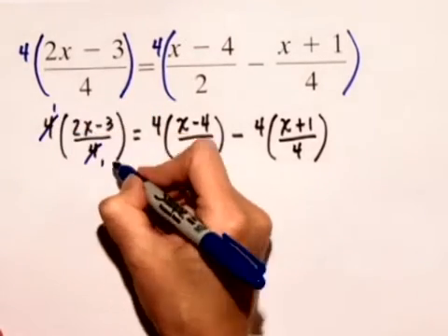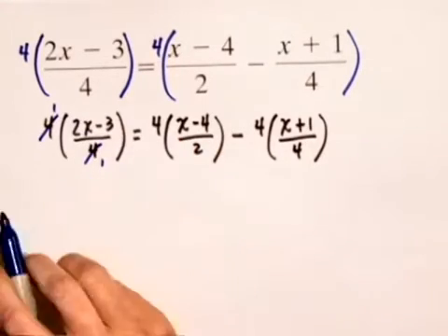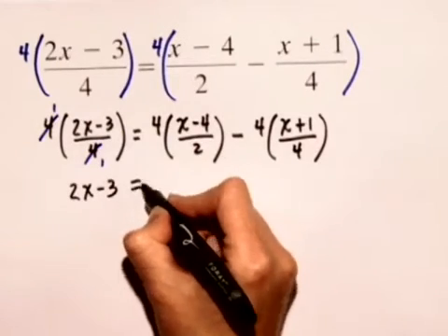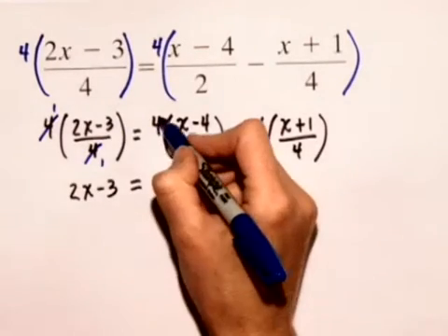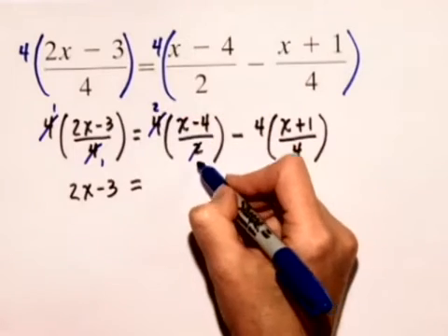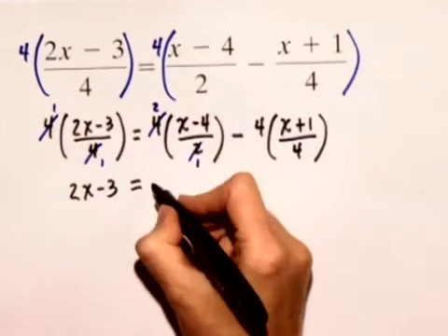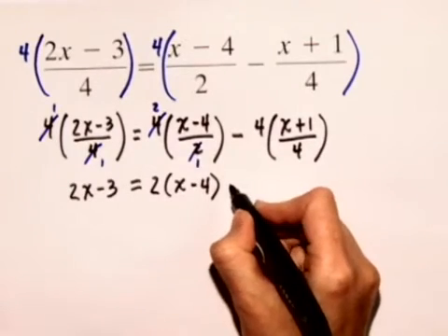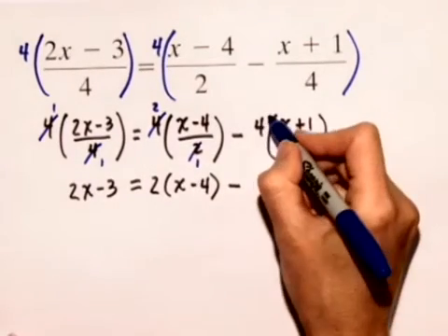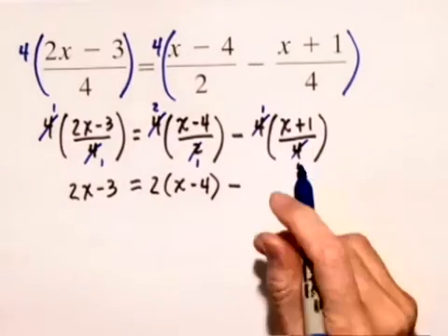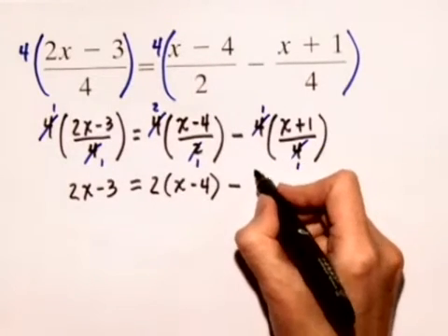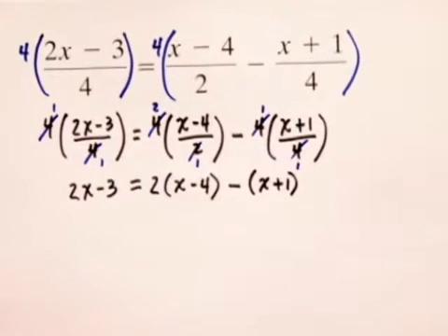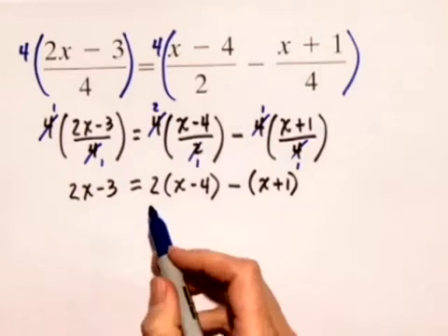4 divided by 4 gives us 1 over 1, so we have just 2x minus 3 on the left-hand side is equal to, on the right-hand side, 4 divided by 2 is 2 over 1, so we have 2 times the quantity x minus 4 minus, again, 4 divided by 4 gives us 1 over 1, and we just have, be careful, we need the parentheses still, we just have the quantity x plus 1. Now we're ready to distribute through the parentheses.